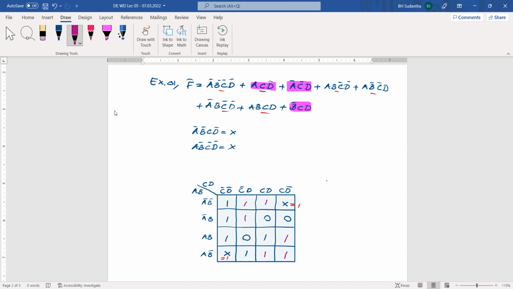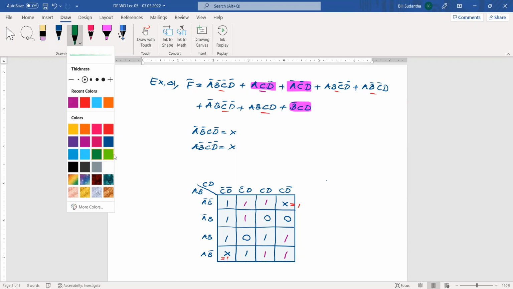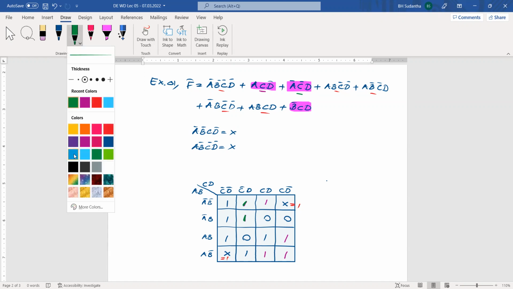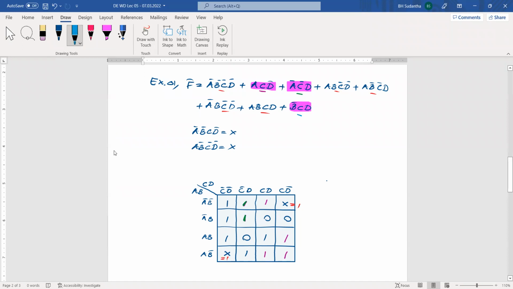Next one, A bar, C bar, D. This one, A bar, C bar, D. A bar means these two rows. C bar, D is these two. Okay. Then next thing, this one, B bar, C, D. B bar means these two rows. Then C, D means this one. These two.